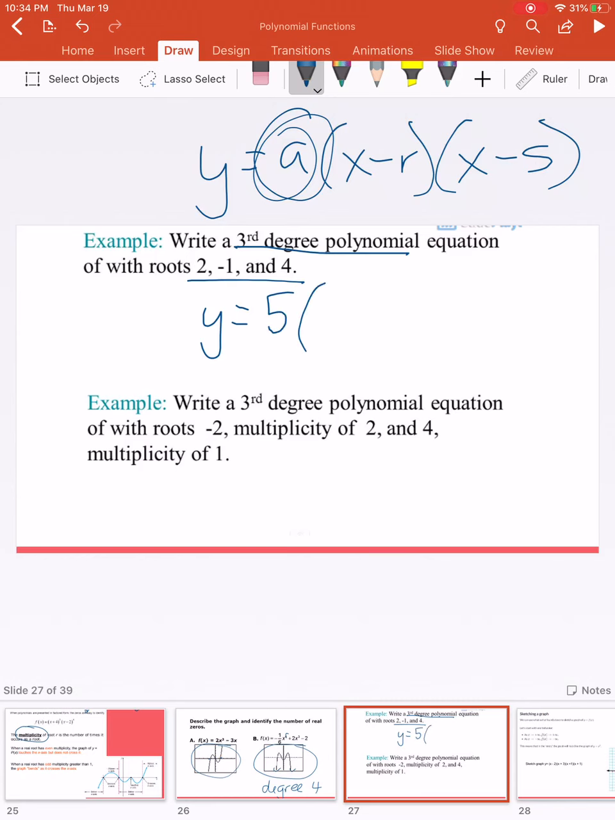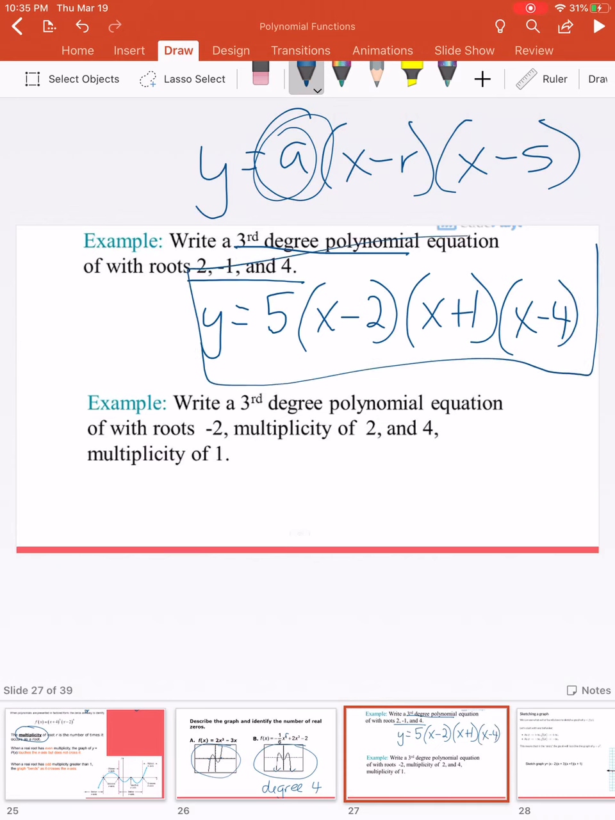Now to figure out the factors in this third degree polynomial, I'll use the roots. First of all, I have a root at 2, which means I need to have a factor of x minus 2. If I have a root at -1, I need to have a factor of x plus 1. If I have a root of 4, I need to have a factor of x minus 4. You could go ahead and graph this equation, and you should see those 3 roots in those places.